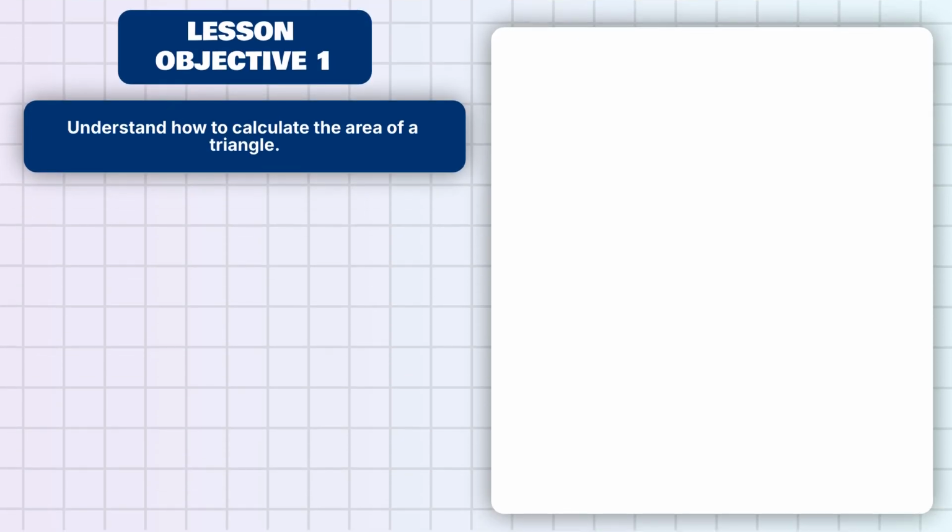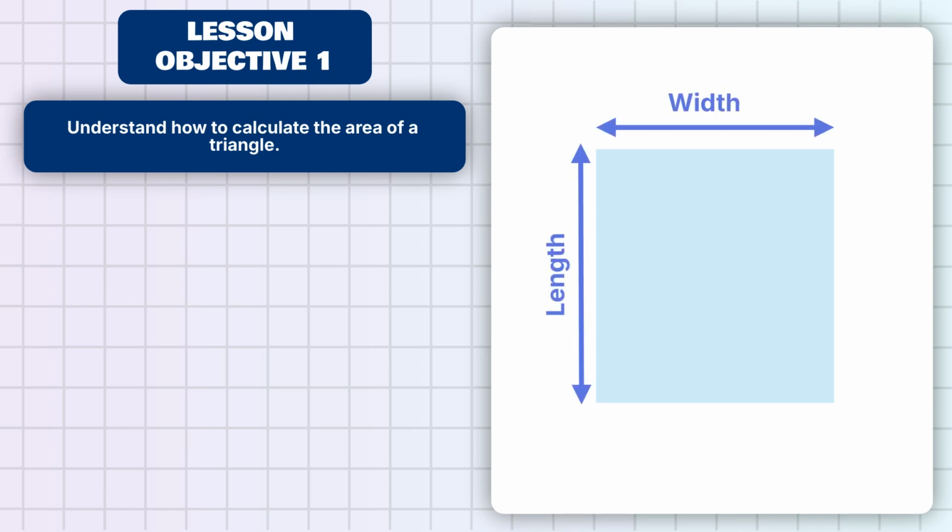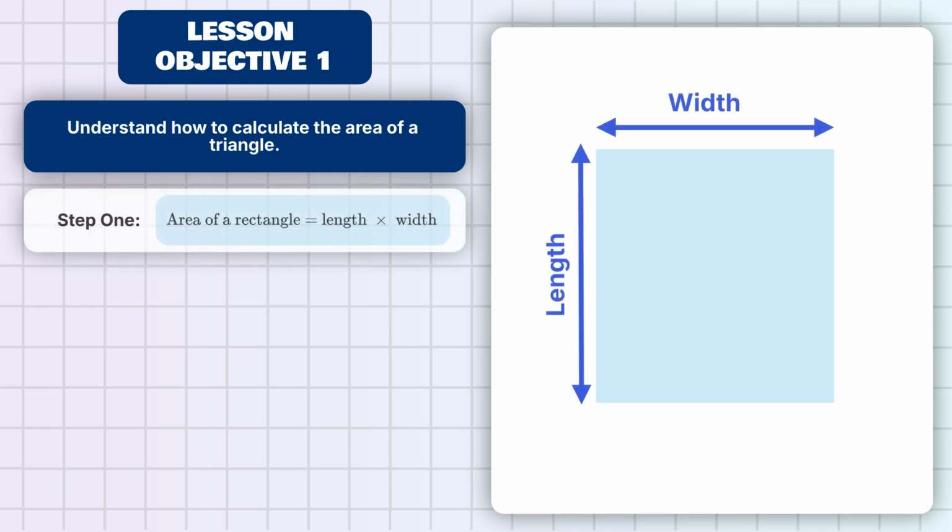First, let's start by thinking about how to work out the area of a triangle. To begin, we will turn to working out the area of a shape we might already be familiar with, a square or a rectangle. To work out the area of this shape, just multiply the length by the width. We can write this as the simple formula, area equals length times width.